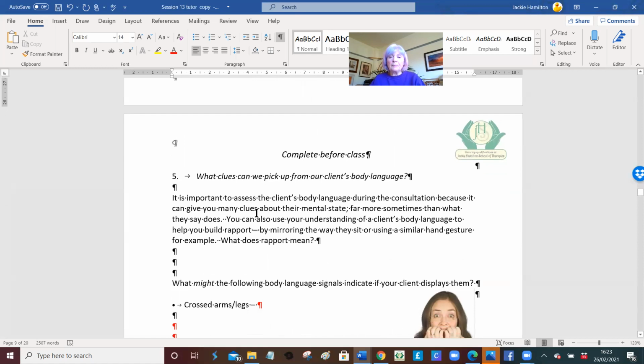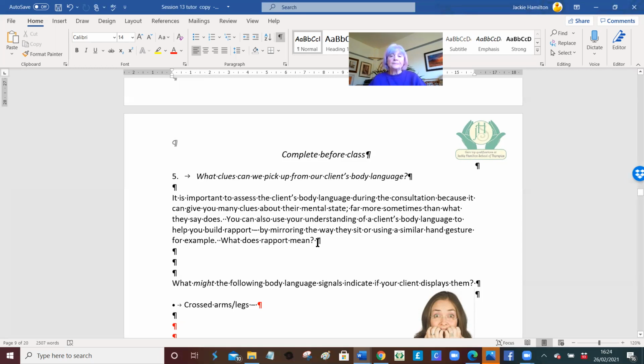So what clues can we pick up from a client's body language? It's important to assess the client's body language because it gives you a clue about their mental state far more than what they say. Because if they're like this, talking slowly, then you think they're not really very happy, are they?